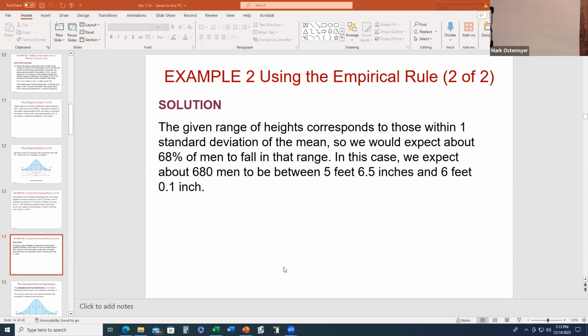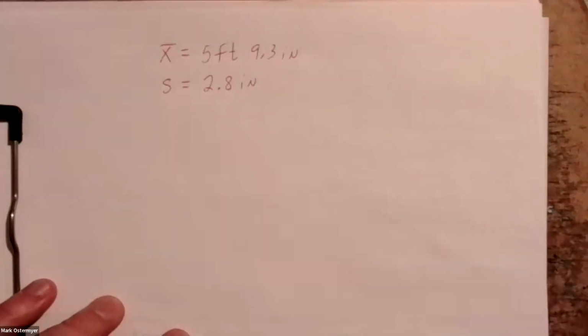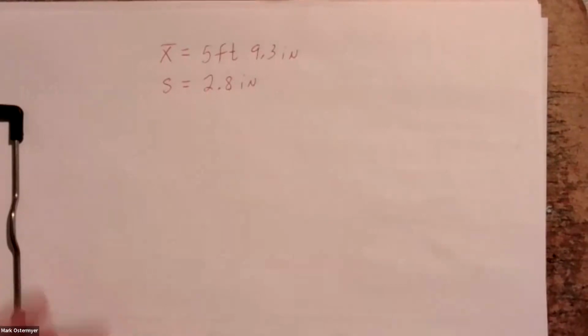Well, what was the mean of these heights? The mean was 5 feet 9.3 inches, correct? 9.3 inches. That's the mean height. And what was the standard deviation? 2.8 inches. Okay, so here we go. How did they generate that 68% interval there? Well, I'm going to show you how.